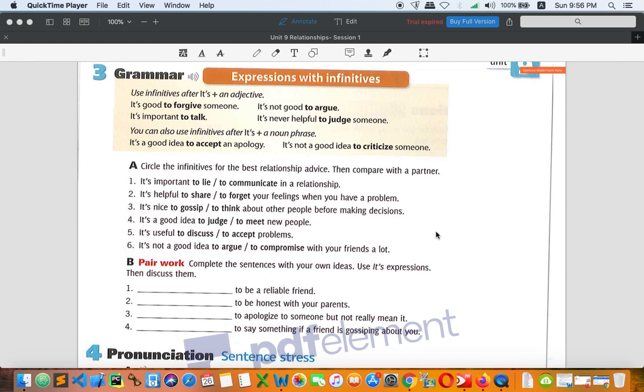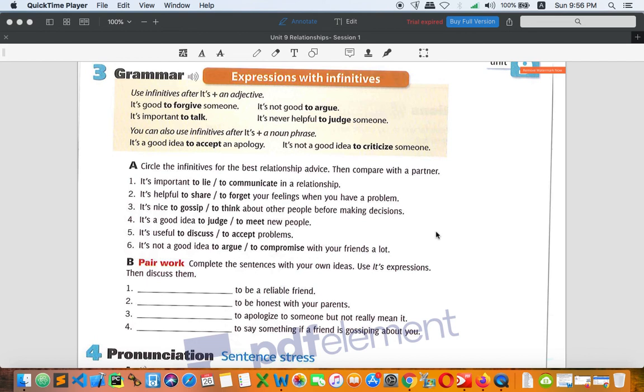And number five, it's useful to discuss or to accept problems. So when it comes to problems, I think we should discuss. If it is about my own problems, mostly I would try my best to do it by myself. I would not ask somebody for help unless I cannot. So if I cannot, then I will find someone who can help. But mostly I will go to my family. And yeah, so in this answer, we should go to discuss.